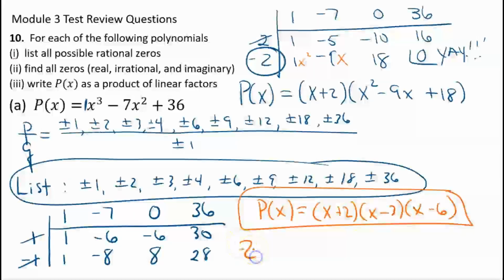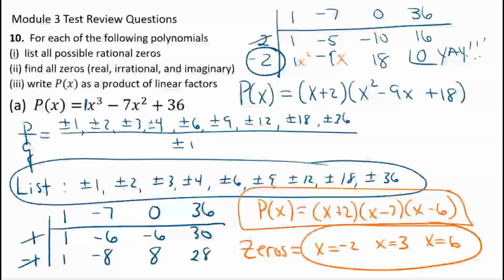The zeros, on the other hand, we've already found one of them, -2, and it comes from that factor right there. So x equals -2, x is equal to 3 from here, and x is equal to 6 from the third factor. And there's all 3 of your zeros. How'd I know I only have 3? Because this is a degree 3, right?